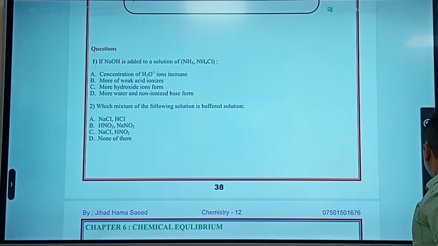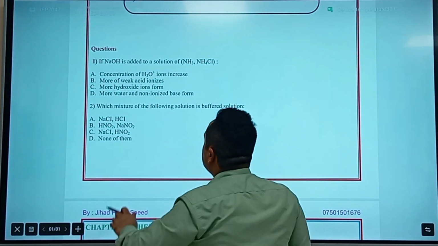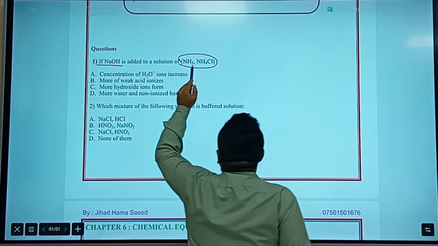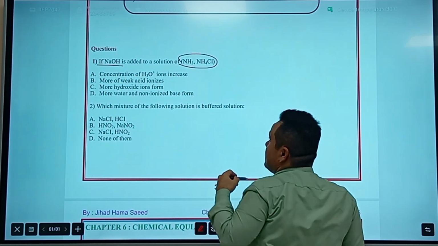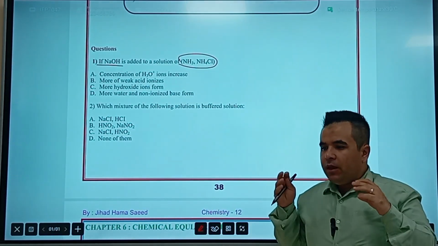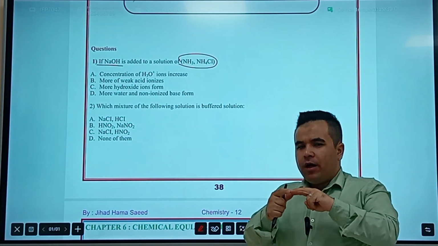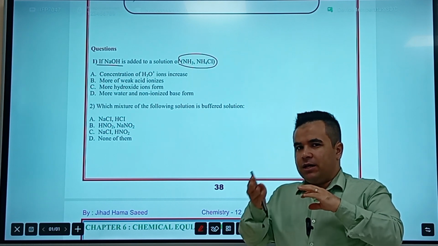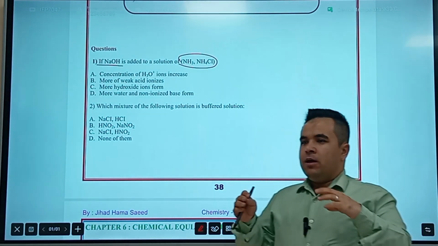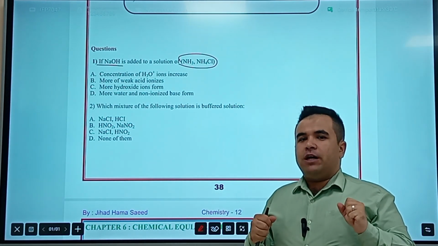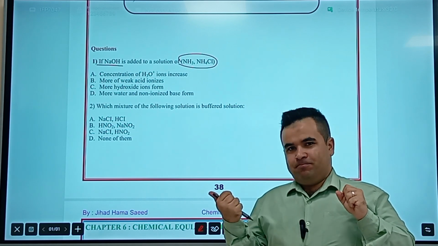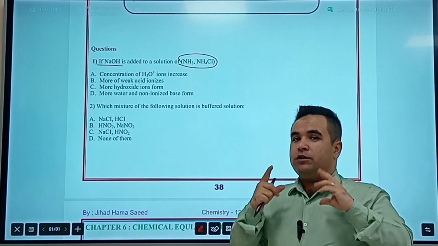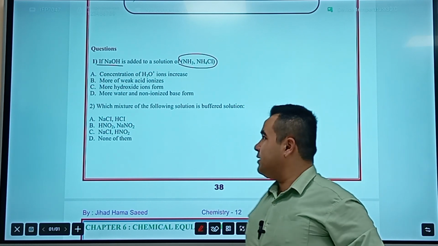Let us answer this question, guys. If NaOH is added to a solution, so NaOH is a base added to a base. Guys, keep in mind, when both are the same, a base added to a basic buffer or an acid added to an acidic buffer, the favored direction goes to the reverse. But if they differ, the favored direction goes toward the forward direction.